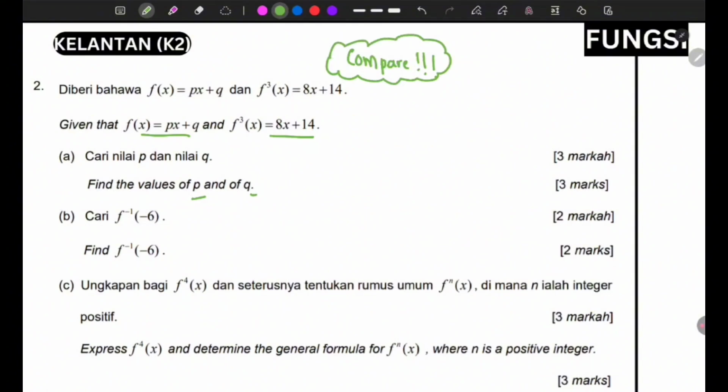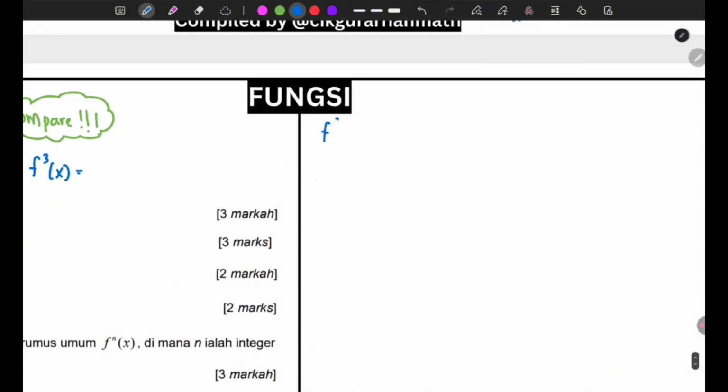So what they give us is a very nice one. So let's create our own f cube x and we see. This one is what the question gave us, f cube x. Let's create our own f cube x. So how? Let's do here. f cube x is actually f(f(f(x))), which means f bracket f bracket another f(x). Okay, so let's do one by one.